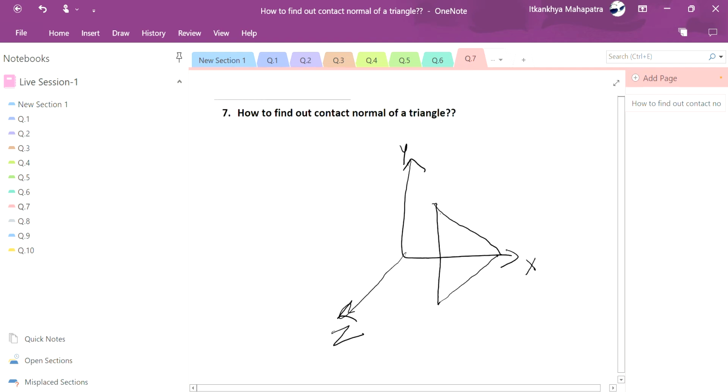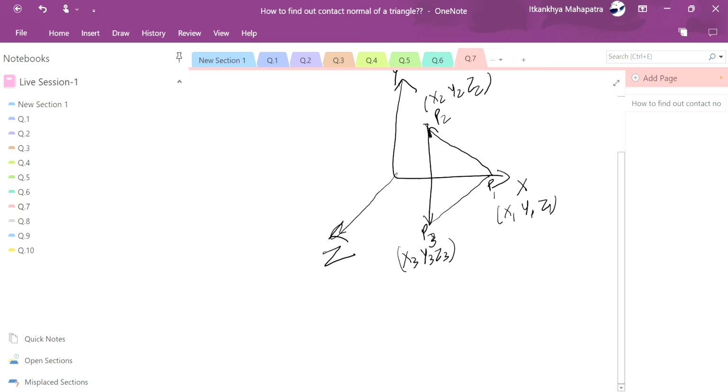Consider points P1, P2, P3. These are the coordinates x1, y1, z1, x2, y2, z2, x3, y3, z3. Here we are defining a vector. Now we will define a vector. Now this is a vector.